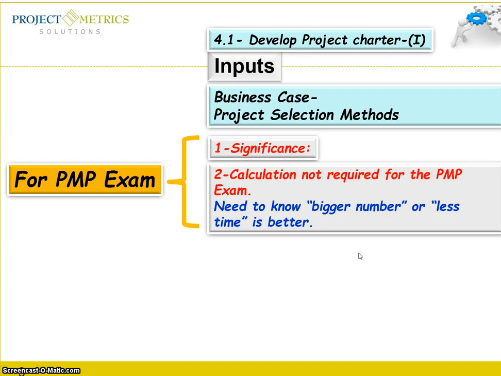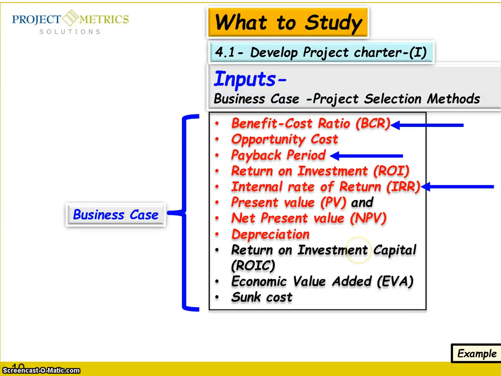Now, for the exam, they are going to ask you about the significance, for example which bigger number is good for your project or which shorter time is better. There is no calculation. I'm going to use three examples here: the benefit cost ratio, the payback period, and the internal rate of return, which you might see in the exam.